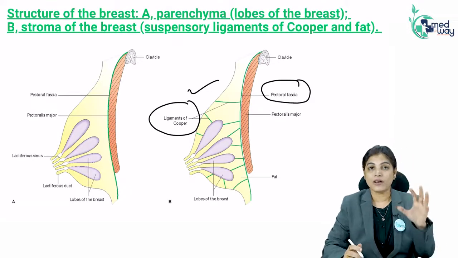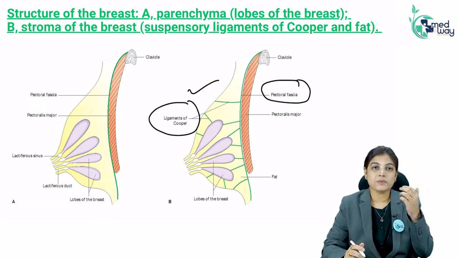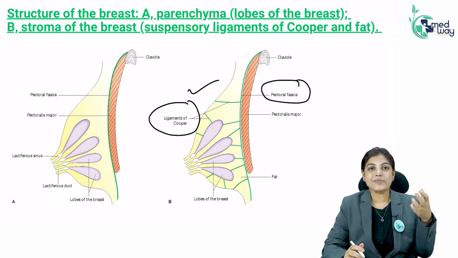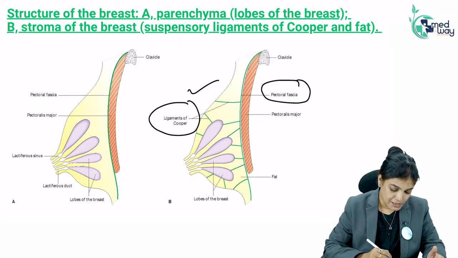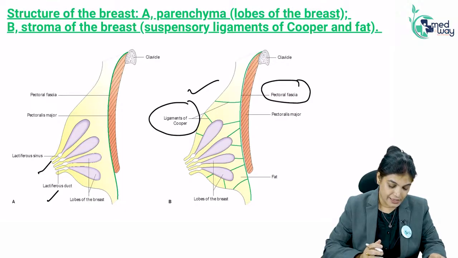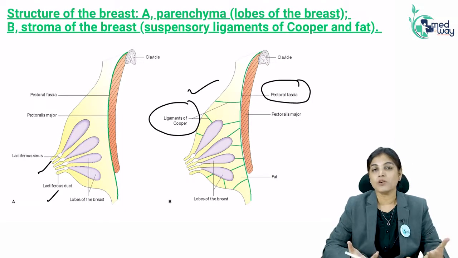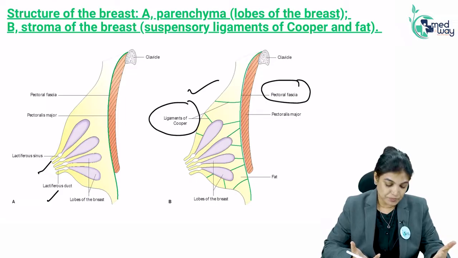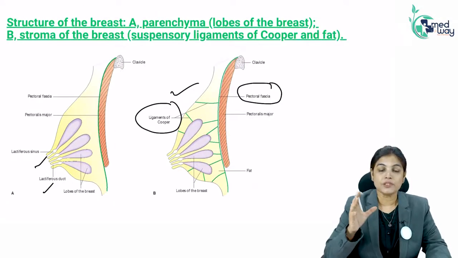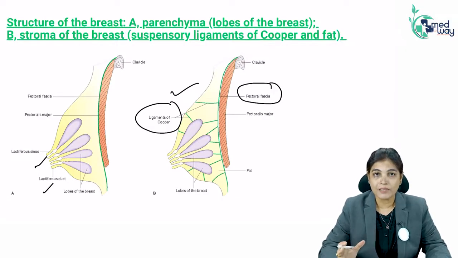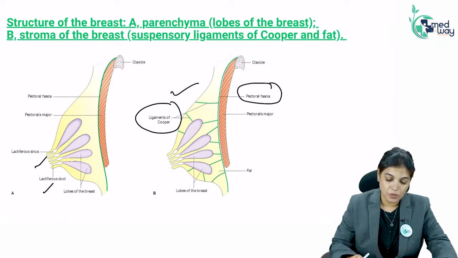This gives structural support to the breast and prevents the breast from sagging down. The connective tissue framework gives support to the parenchyma of the breast. The parenchyma is made of lobes of the breast, the lactiferous sinus and the lactiferous duct, which are important for milk secretion, and the skin contains the areola and the nipple. That connective tissue framework, in the form of fibrous septa, is called the ligament of Cooper.